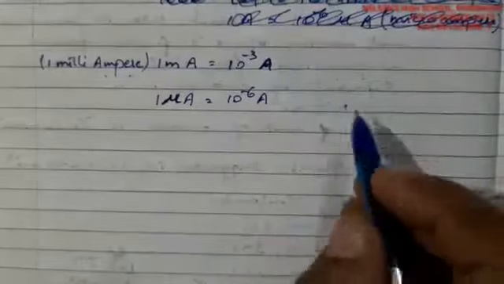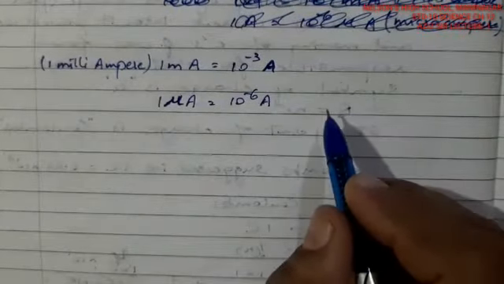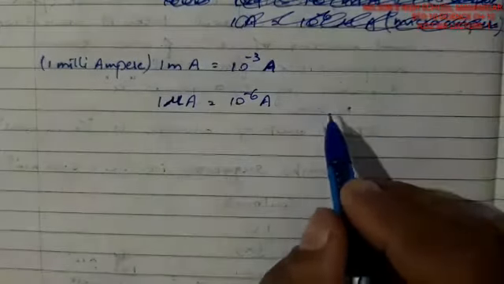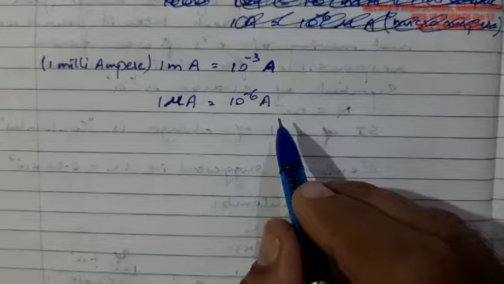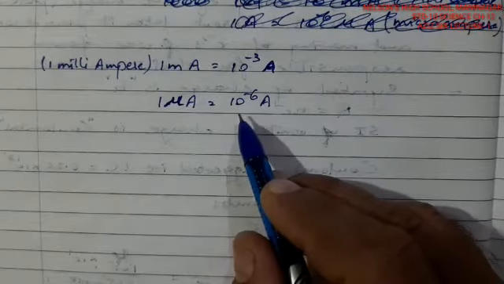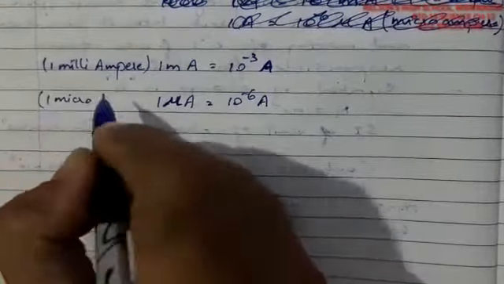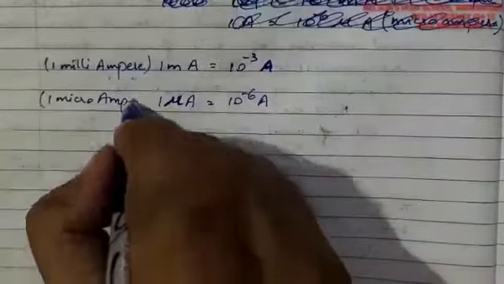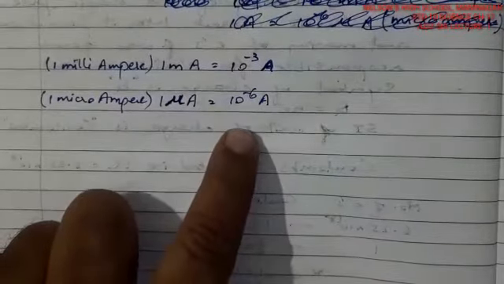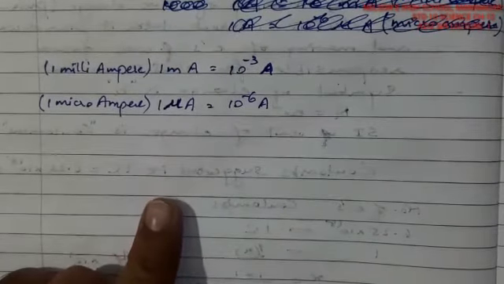10 raised to minus 6 means 1 divided by 6 zeros. So unit, 10, 100, 1000, 10,000, lakh and 10 lakh. That is a 10 lakh part of an ampere, which is called 1 microampere. 1 microampere is 10 raised to minus 6 part of 1 ampere. Fine, I hope you understood this much.